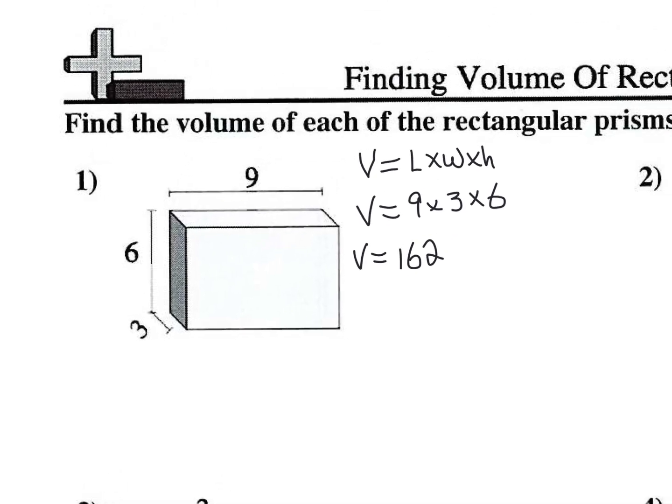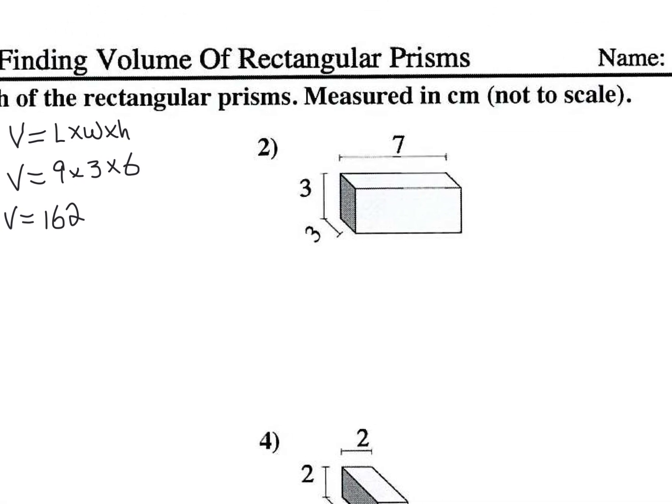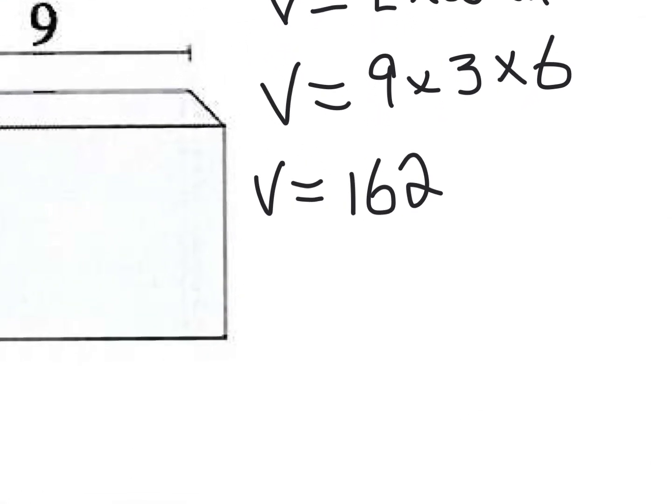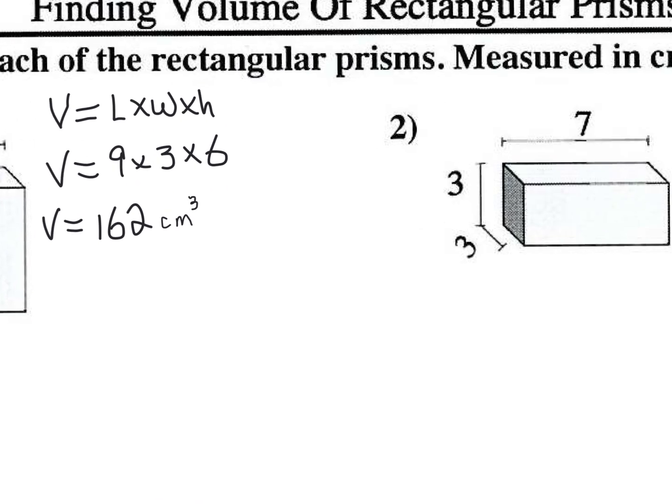Now let's take a look at the notes, or the instructions here. It says they're all measured in centimeters. So every one of these units is centimeters for the entire page. Never have to change a thing. You put the centimeters down after 162, and then you show that that's cubed because it's a three-dimensional object. Okay, that's all there is to that first one.